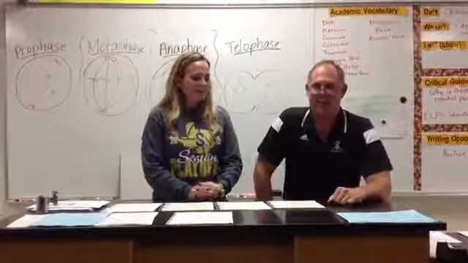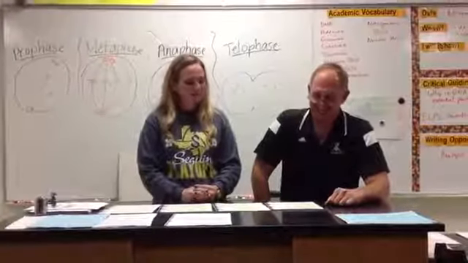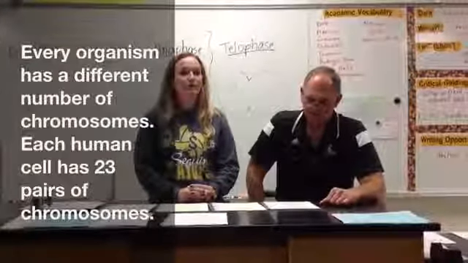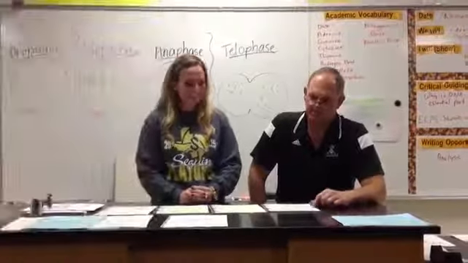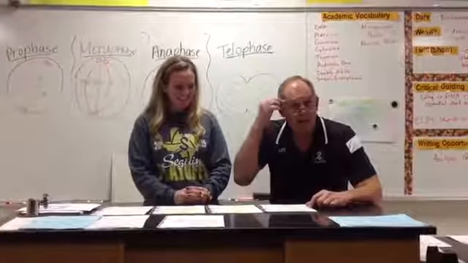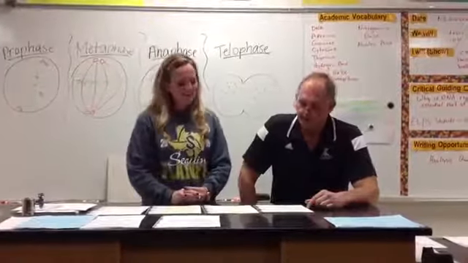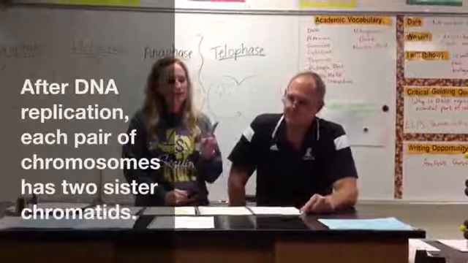Exactly. Now every organism has a different number of chromosomes. We are going to use humans as an example. Each human cell has 23 pairs of chromosomes. So an 85-year-old man like me has cells with 23 chromosomes? And a newborn baby has cells with 23 chromosomes too? That is correct. Now each pair of chromosomes has 2 chromatids.